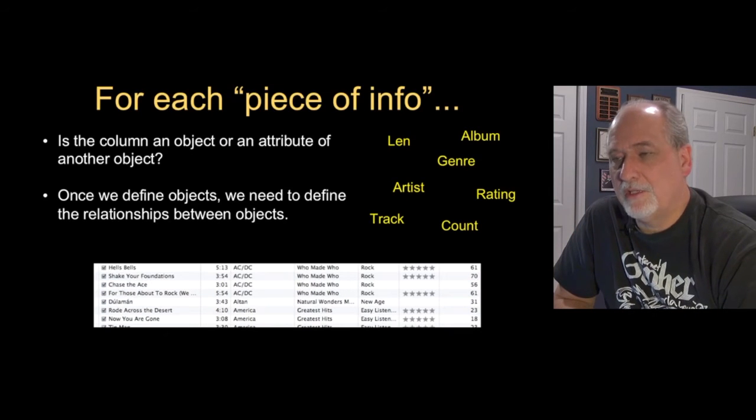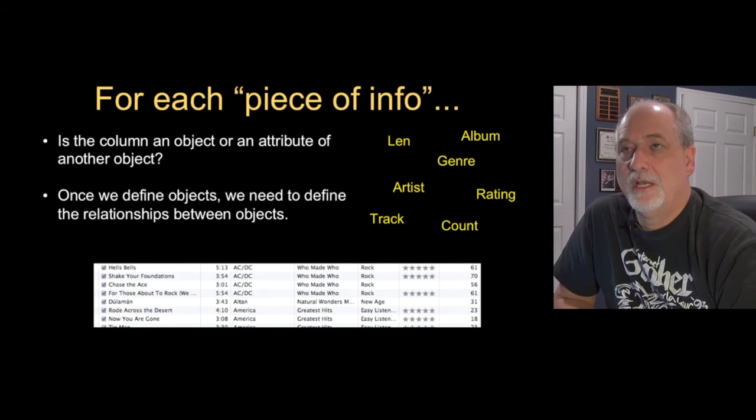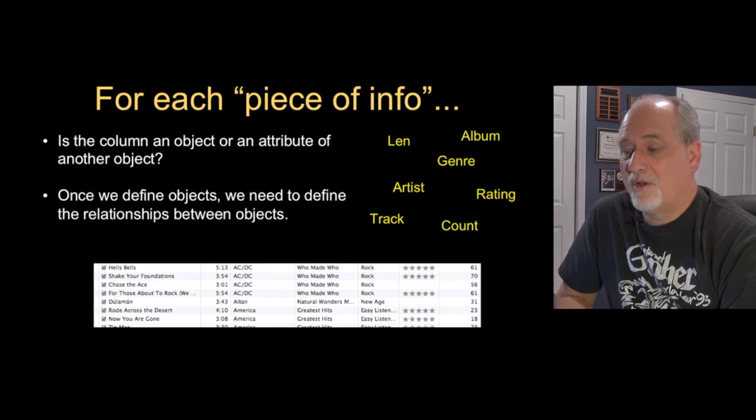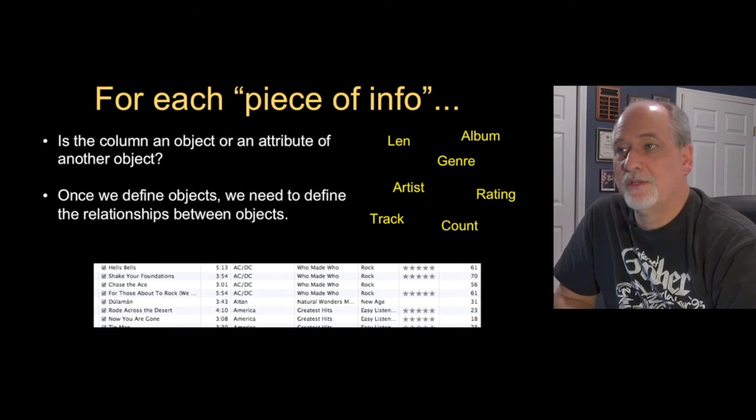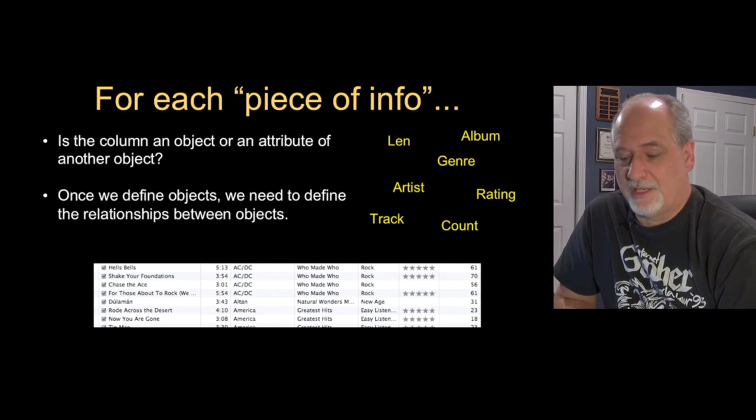And so we're going to take a look at this and look at each of the columns, and we're going to ask ourselves, is this column part of one of our existing objects, our existing tables, or do we have to create a new table? And then once we've defined those different objects, we connect the tables together and model the connections.